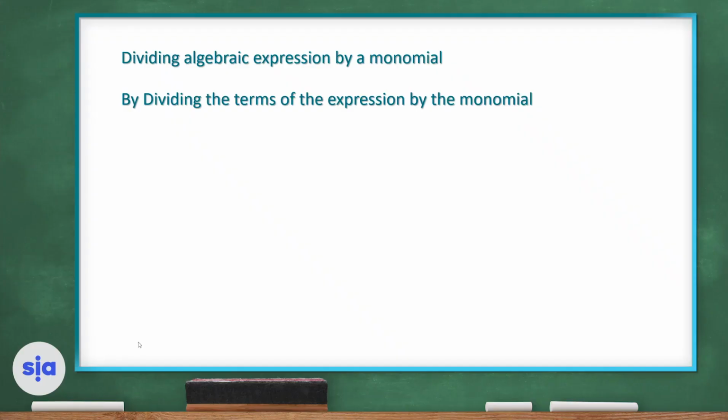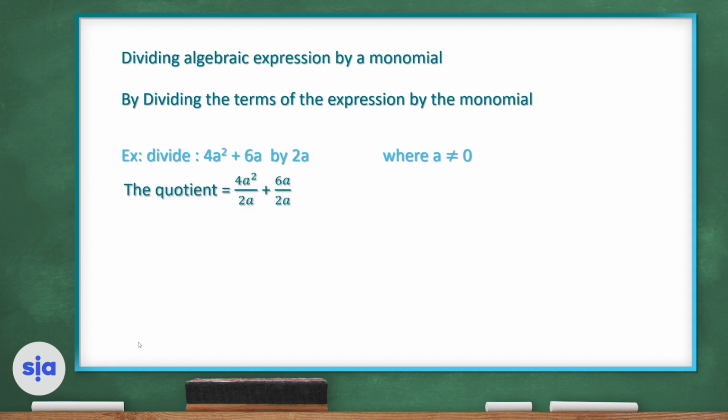Today we'll be talking about dividing algebraic expressions by a monomial. How do we do this? We do this by dividing the terms of the expression by the monomial. Let's see an example to see how we are going to divide this. In this example, the question wants us to divide 4a squared plus 6a all divided by 2a.